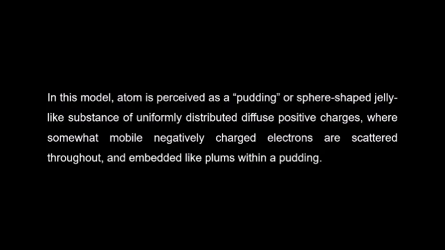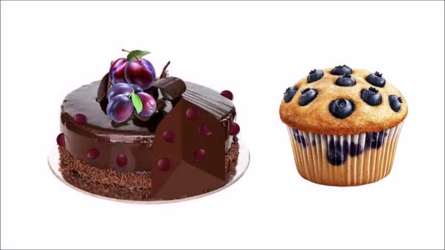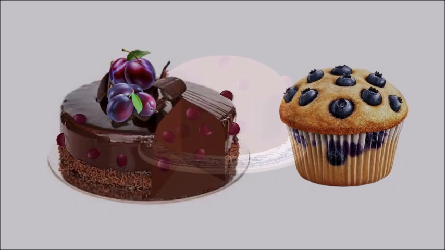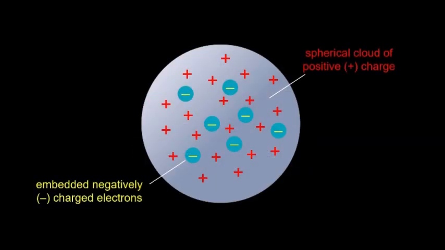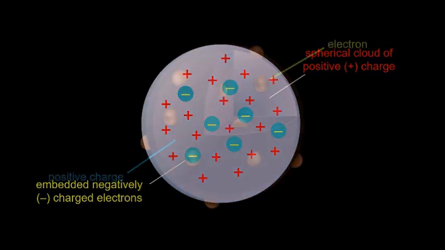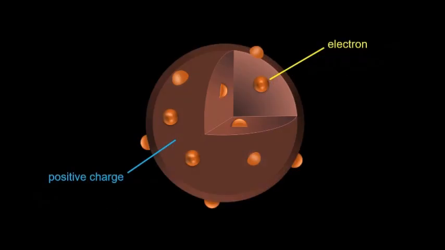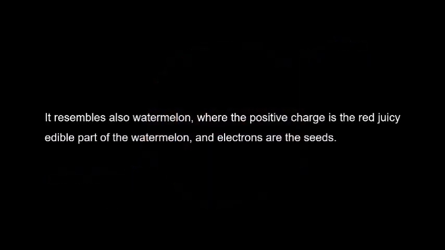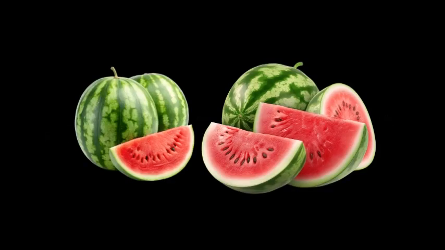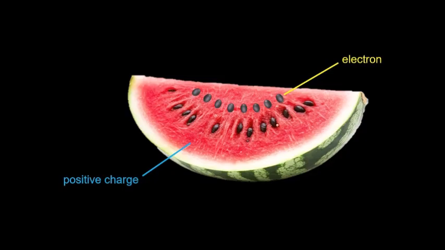In this model, atom is perceived as a pudding, or sphere-shaped jello-like substance of uniformly distributed diffuse positive charges, where somewhat mobile negatively charged electrons are scattered throughout and embedded like plums within a pudding. It resembles also watermelon, where the positive charge is the red juicy edible part of the watermelon, and electrons are the seeds.